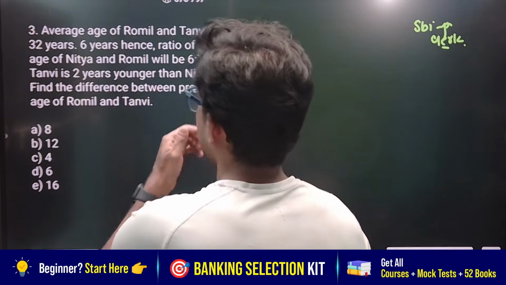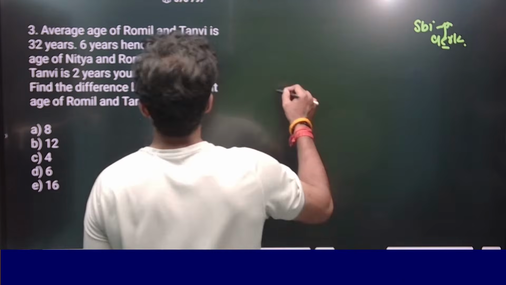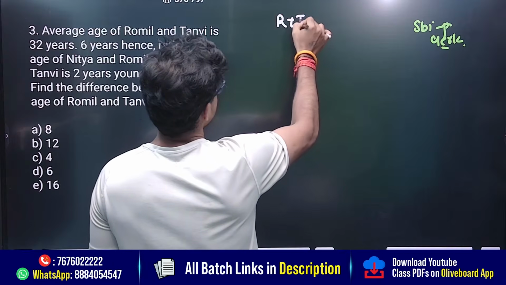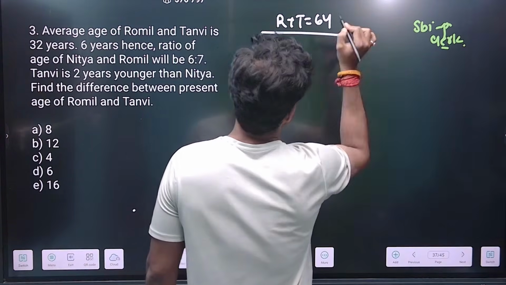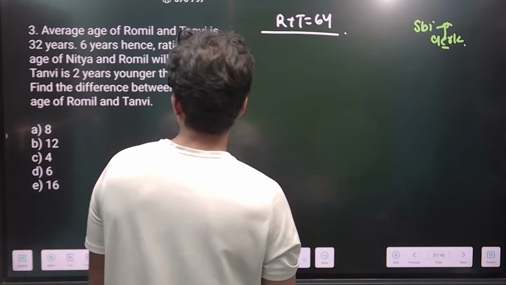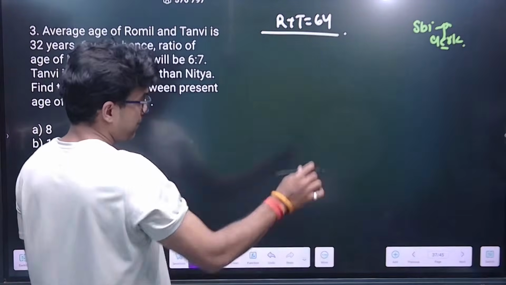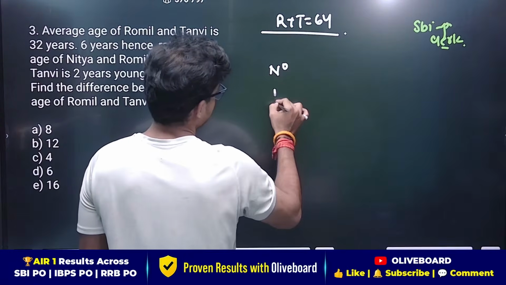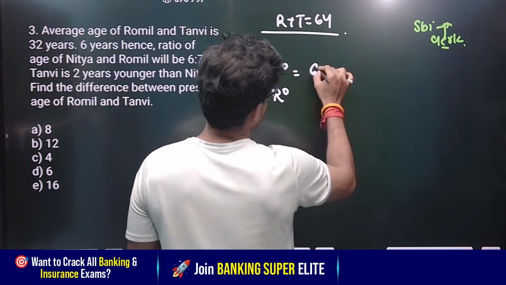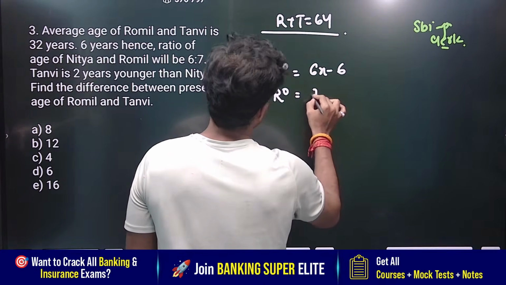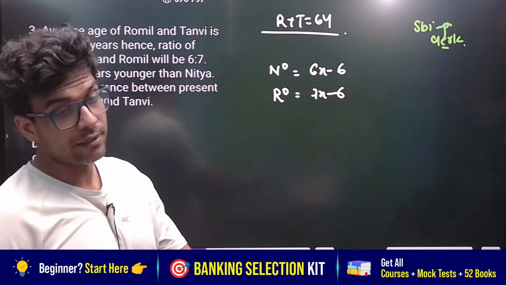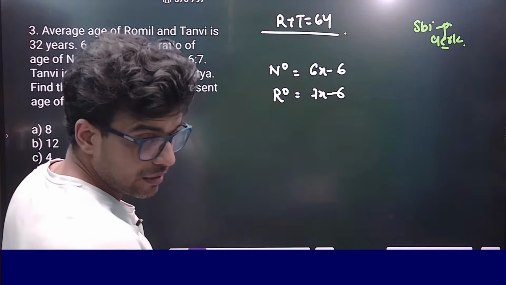Average age of Romil and Tanvi is 32 years. Sum would be how much? 64. R plus T, sum would be 64. I think this is clear. 6 years hence, ratio of age of Nitya and Romil. Present age of Nitya and present age of Romil is 6x minus 6 and 7x minus 6. Tanvi is 2 years younger than Nitya.